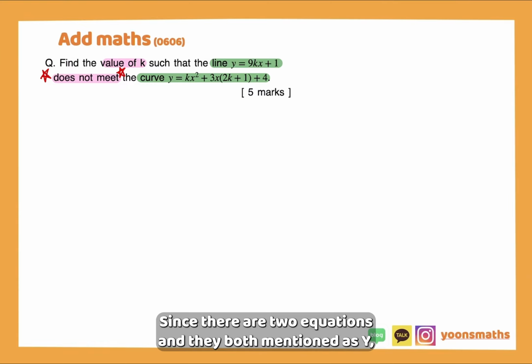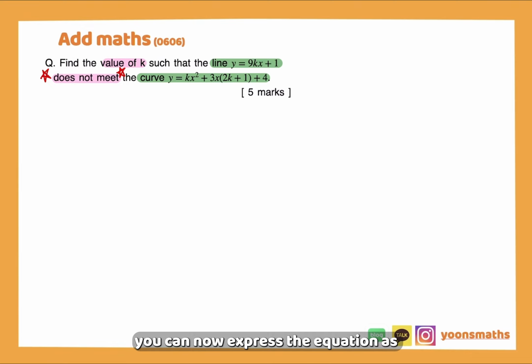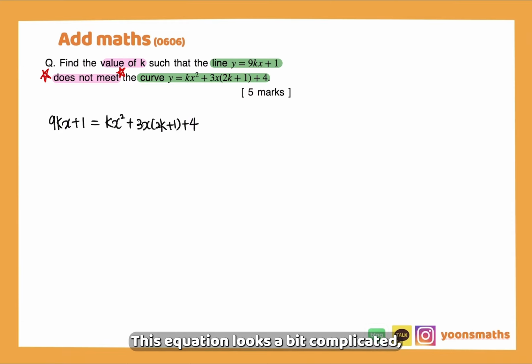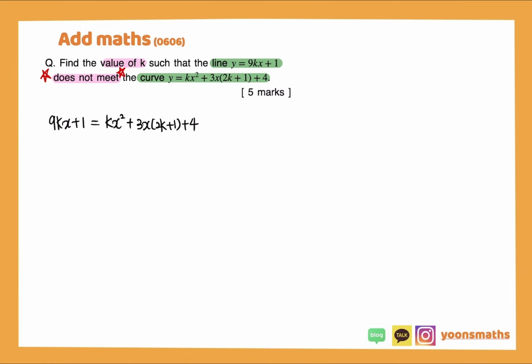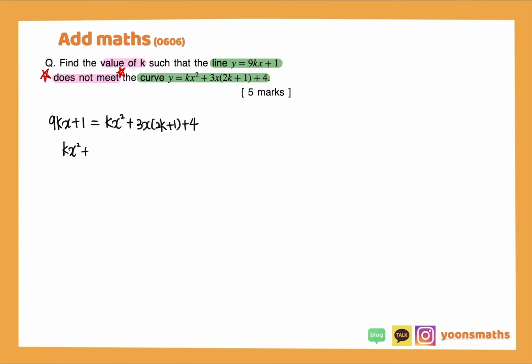Okay, since there are two equations and they both mention y, you can now express the equation as 9kx plus 1 equals kx squared plus 3x bracket 2k plus 1 plus 4. This equation looks a bit complicated, but remember that k is just a coefficient. So now I'm going to rearrange this equation.